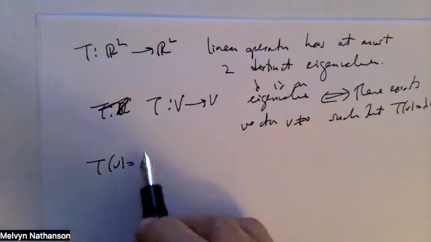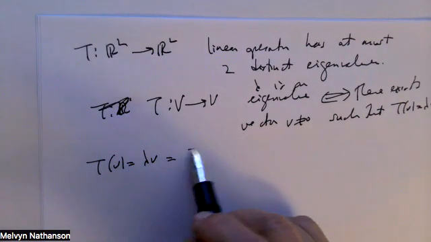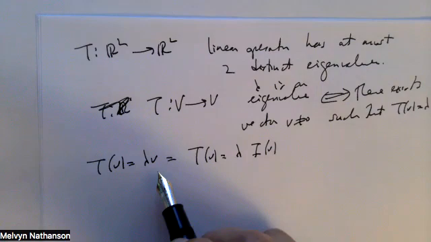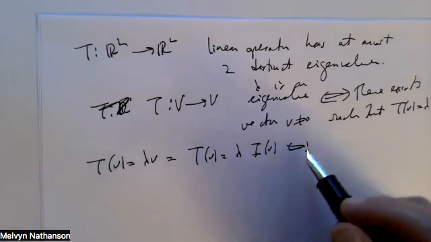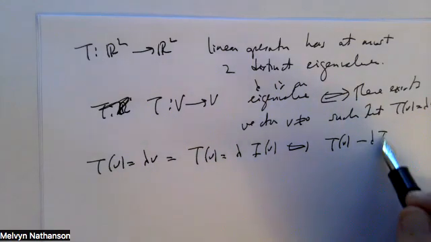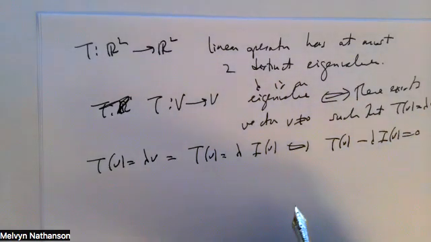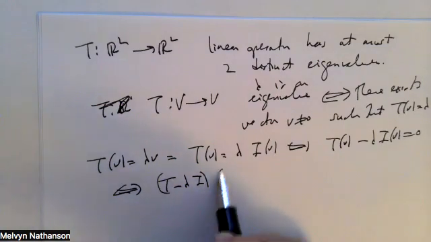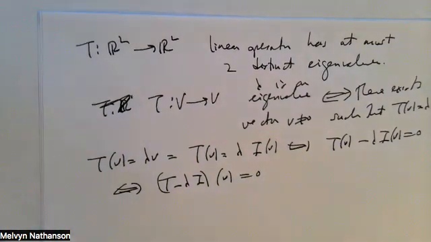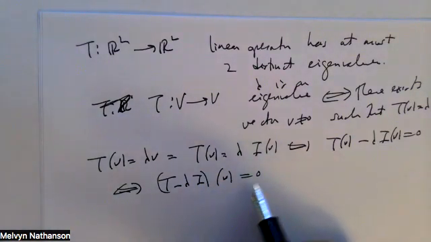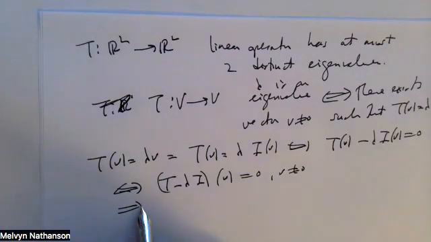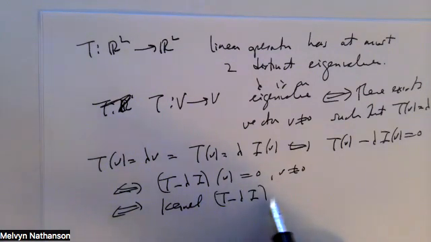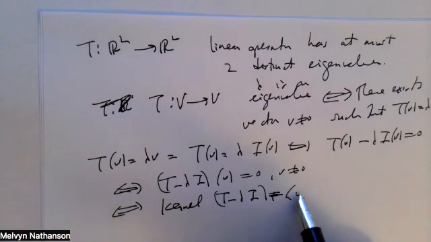To say that T of the vector is lambda times the vector is the same as saying that T of the vector is lambda times the identity operator times the vector, because I of V is just V, which is the same as saying that T of V minus lambda times the identity applied to V is 0, which is exactly the same as saying that T minus lambda I of V is 0, and V is non-zero, which is exactly the same as saying that the kernel of the linear operator T minus lambda I is not the 0 vector.